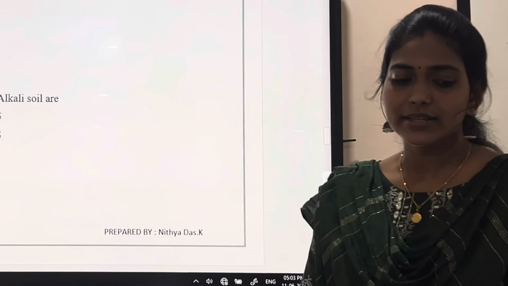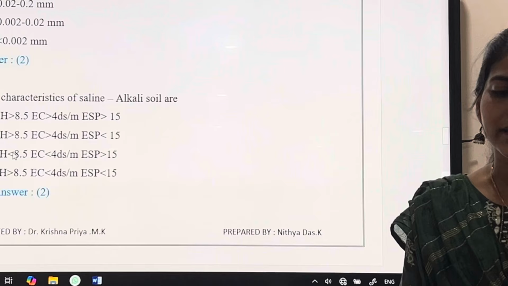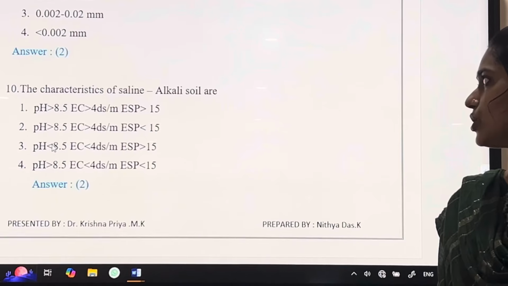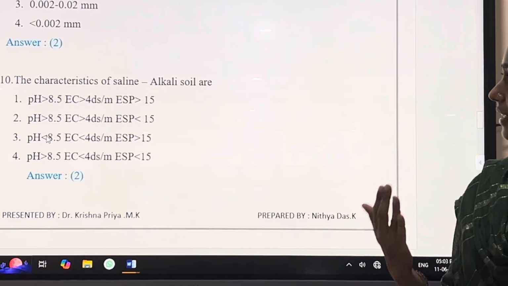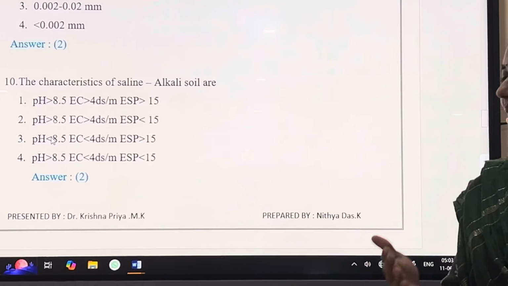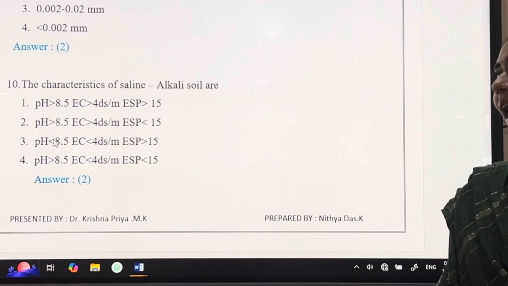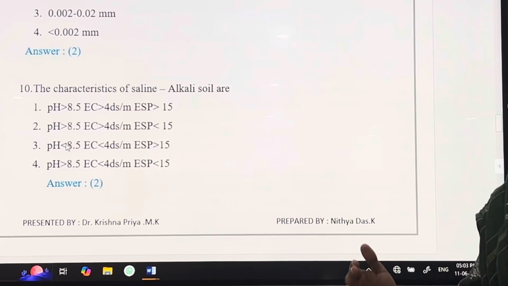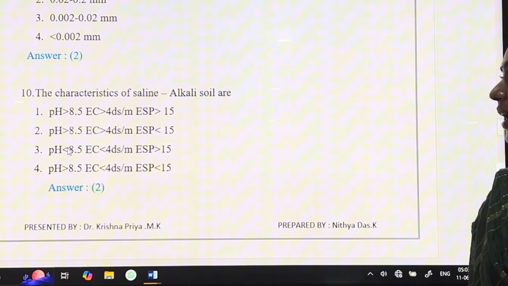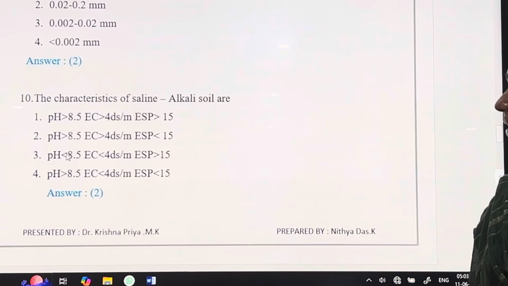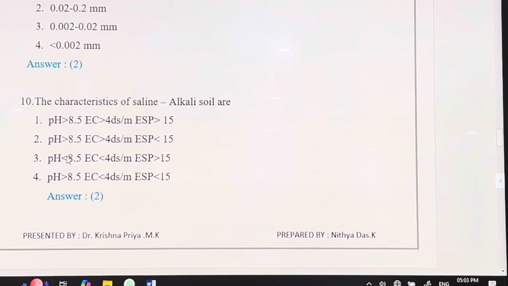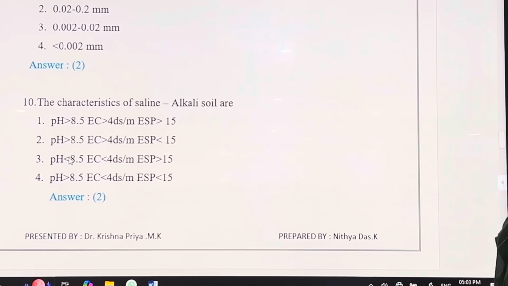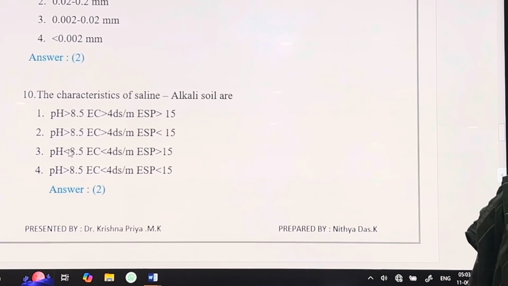The next question is a frequently asked question in most examinations. The characteristics of saline alkali soil. This comes under the problematic soil portion. So you have to study the pH, EC, ESP, SAR values of saline soils, saline alkali soils and alkali soils. Alkali soils are also sometimes known as sodic soils. So you have to know the pH, EC, and here SAR is not asked. It is only pH, EC and ESP. So the saline alkali soils have a pH greater than 8.5, EC greater than 4 decisiemens per meter, and ESP less than 15. So the option is 2.